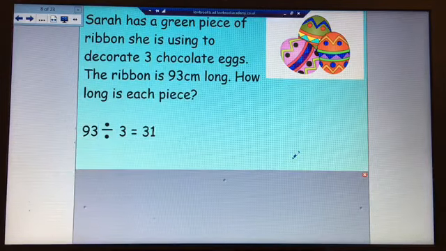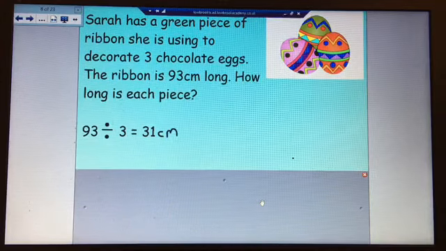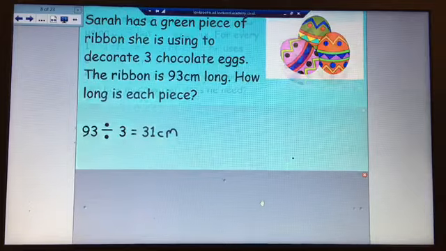93 divided by 3 equals 31 centimetres. If I was going to answer a word problem, I'd write: each piece is 31 centimetres long.